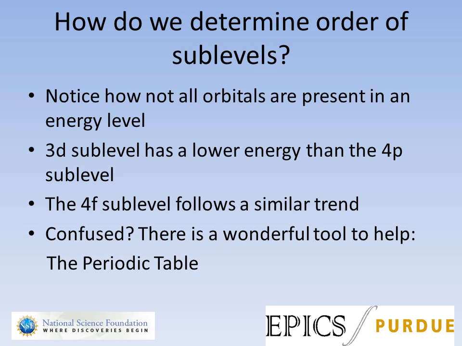First of all, not all orbitals are present in every energy level. There are no d's or f's in the first or second energy levels. However, d's do show up in the third energy level and in every following one. However, the 3d sublevel has a higher energy. It requires more energy for an electron to reside in it than a 4s sublevel. f orbitals show up in the fourth energy level and have higher energies than the 5s and 6s sublevels.